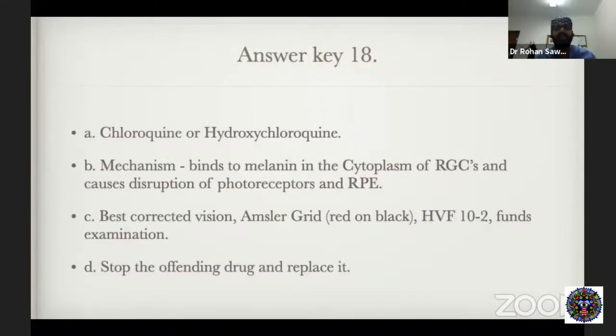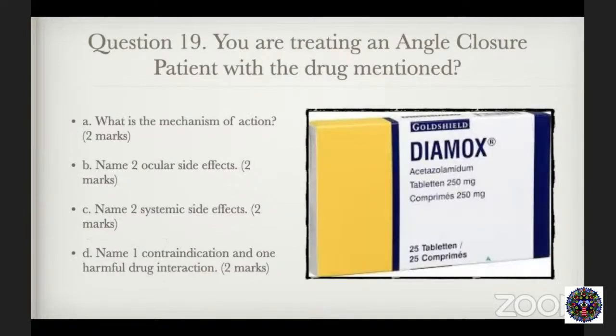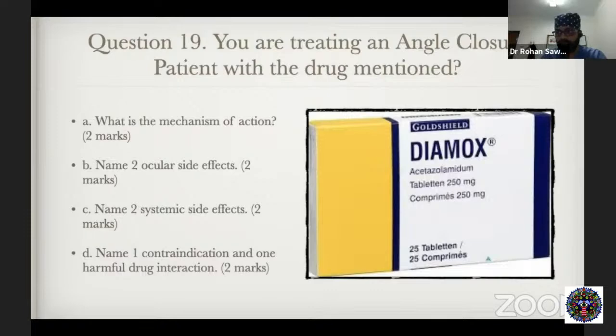Okay, shall we go on to the next slide then? Yes, sir. Right. So you're treating an angle closure patient with this drug shown in the picture. Again, pharmacological question, what is the mechanism of action? How does this work? Carbonic anhydrase inhibitor, which decreases the aqueous production. So reduces the aqueous production. Where does it act? Where is this carbonic anhydrase enzyme present? It's present in the non-pigmented ciliary epithelium. So that's how it reduces the aqueous production.